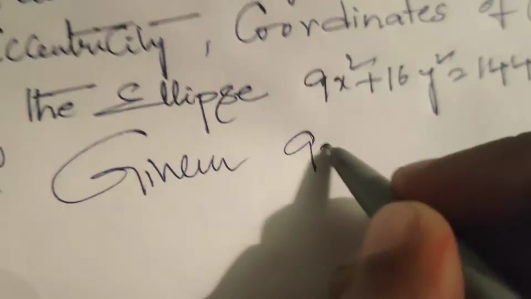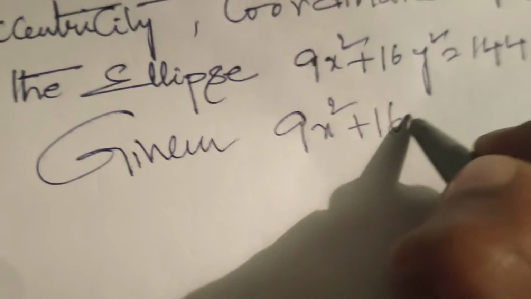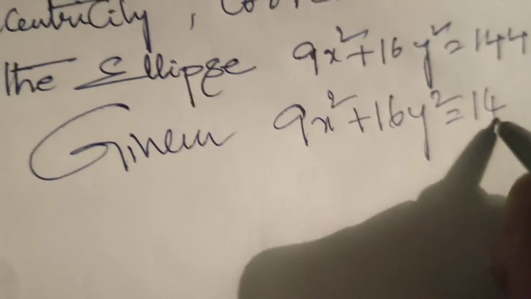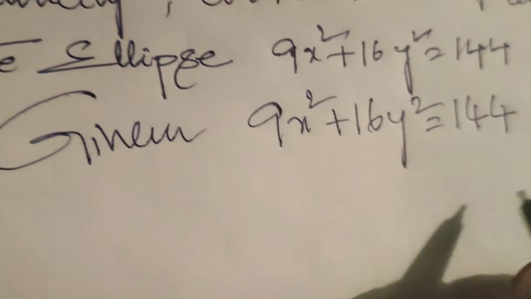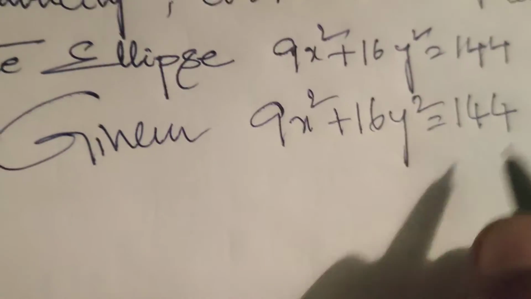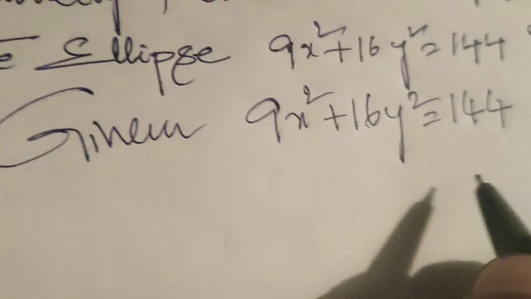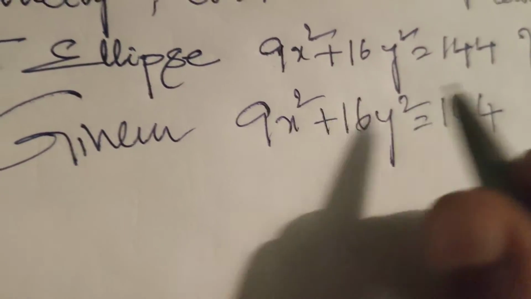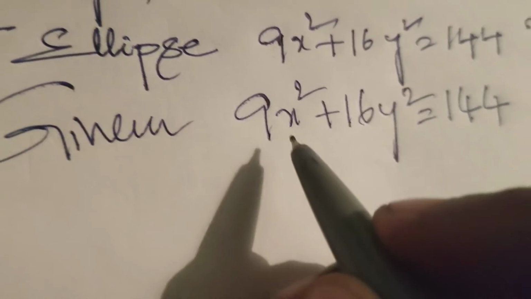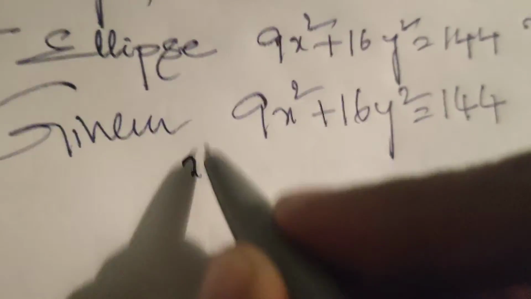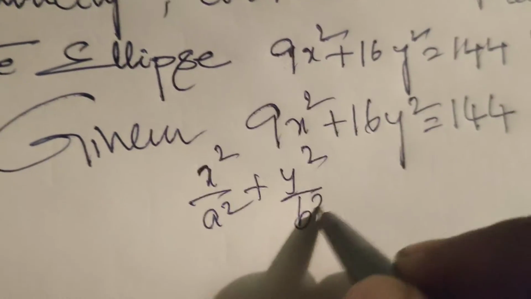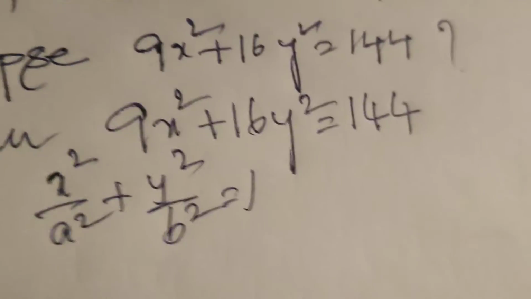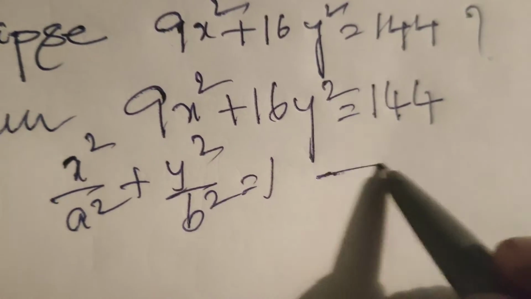Given that 9x square plus 16y square equals 144. In this equation, there is no ellipse form here. First of all, convert this given equation to standard ellipse form. What is the standard ellipse form? It means x square by a square plus y square by b square equals 1. According to this, write the given equation.